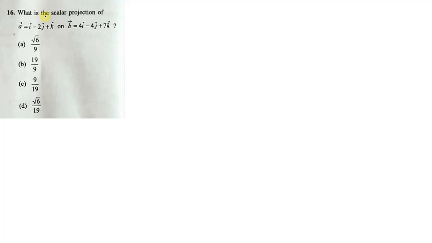Question number 16: what is the scalar projection of A vector on B vector? The scalar projection of A vector on B vector is nothing but A vector dot B vector upon the magnitude of B vector. So we have to find the dot product of both these vectors. We can write i·i, which is 4, j·j plus 8, and k·k plus 7. So 12 plus 7 is 19. By checking all these options, we can find that 19 is in option B. So option B is our answer.